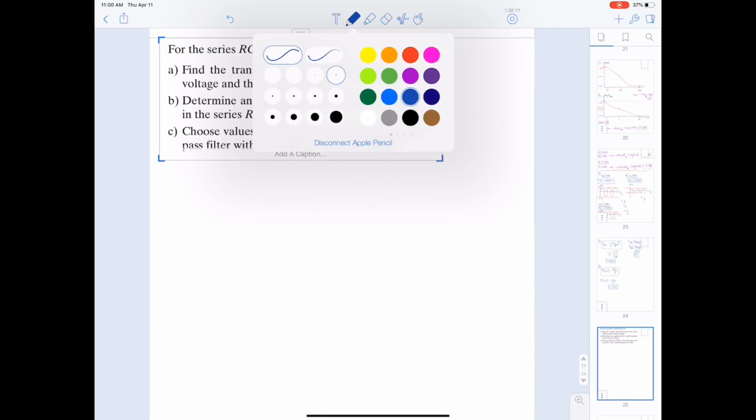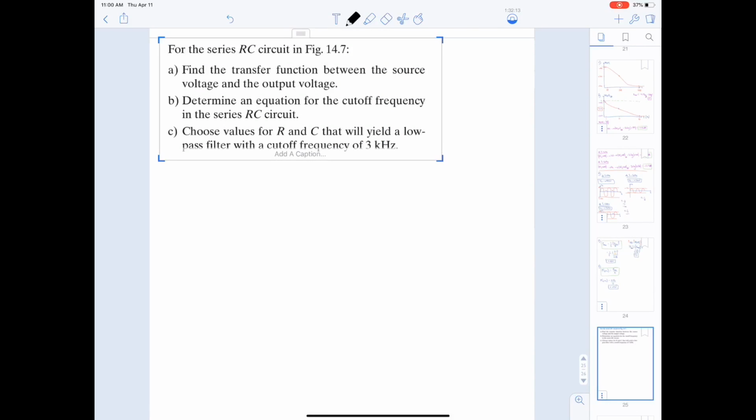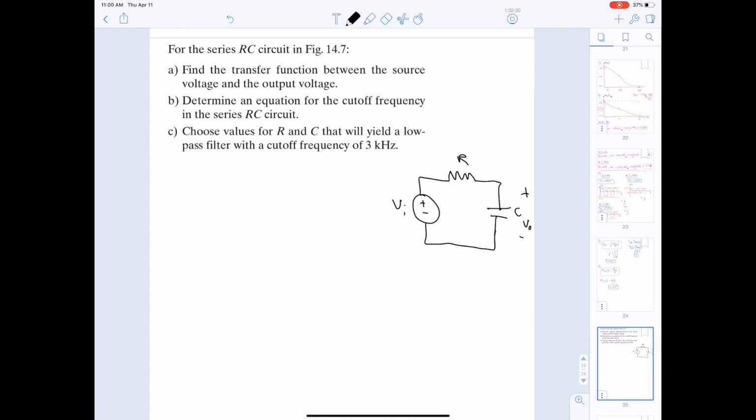Okay, so the question says for the series RC circuit shown in figure 14.7. The figure has a voltage source VI, resistance R, and a capacitor. Okay, so this is also a low pass circuit. Part A of the question says find the transfer function between the source voltage and the output voltage. So they need the transfer function.